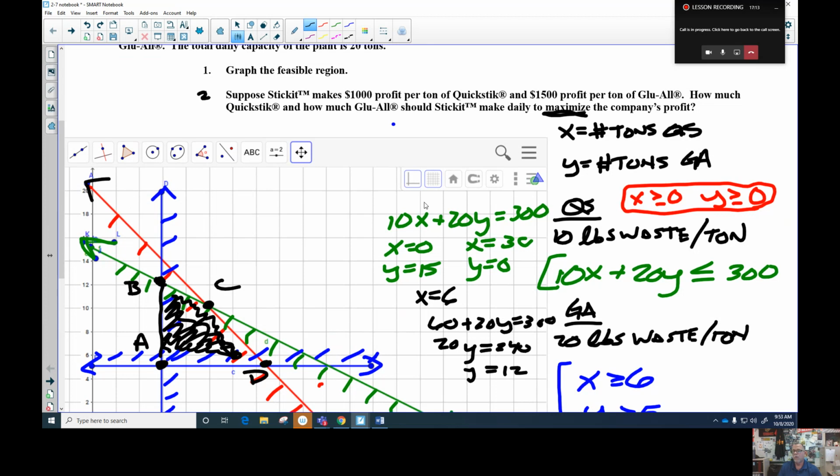So what would I have to do here? Well, what I'd have to do here is use this information to write that function. So we'd have an f of x y, a function regarding x y. And it's a profit function in this case because we're trying to maximize the company's profit. So the profit function here: would they make $1,000 per ton of Quick Stick? So 1,000 x, and they make $1,500 per ton of glue-all. So that would be 1,500 y. And this would be my f of x y, the one that was given to you in the previous section, that function related to our system. Now we had to write it.